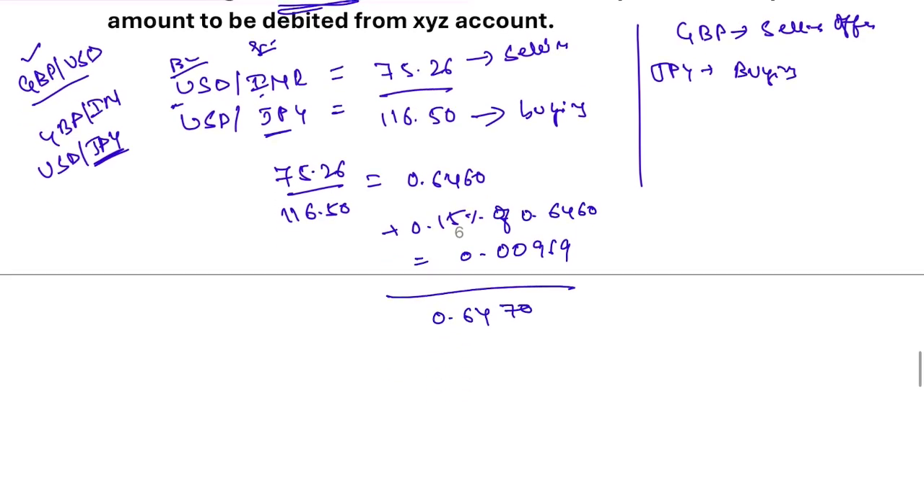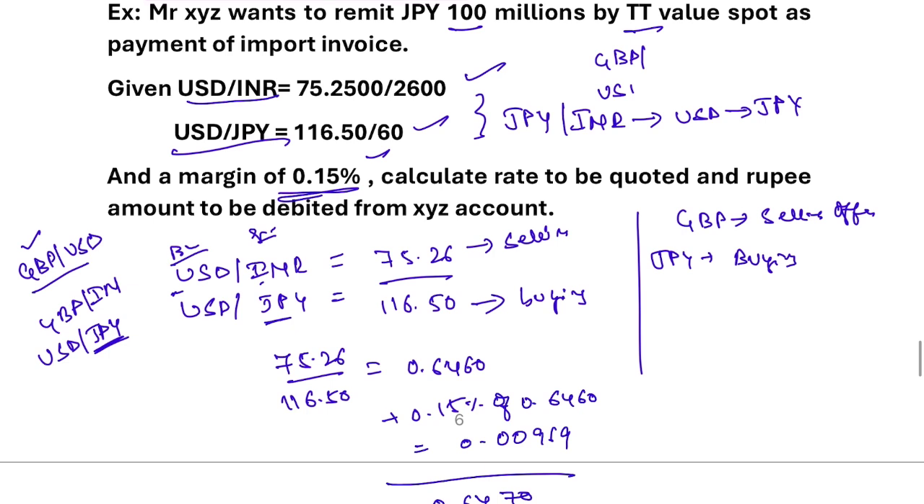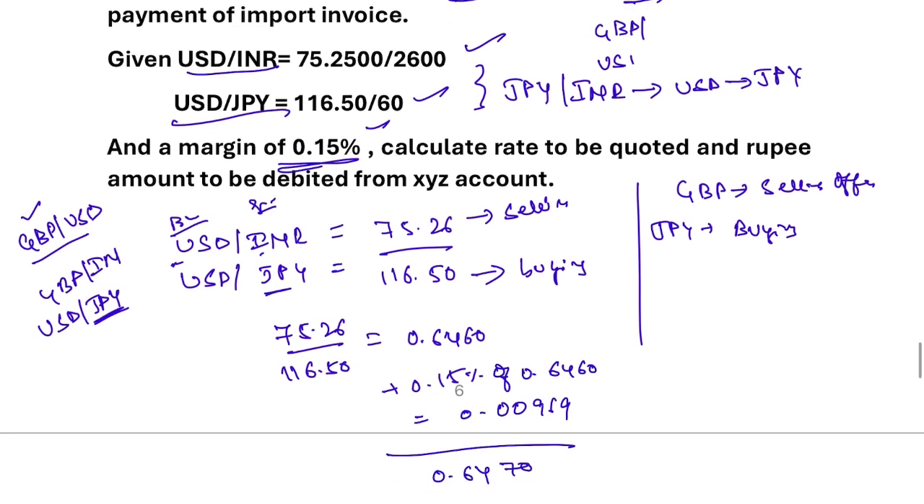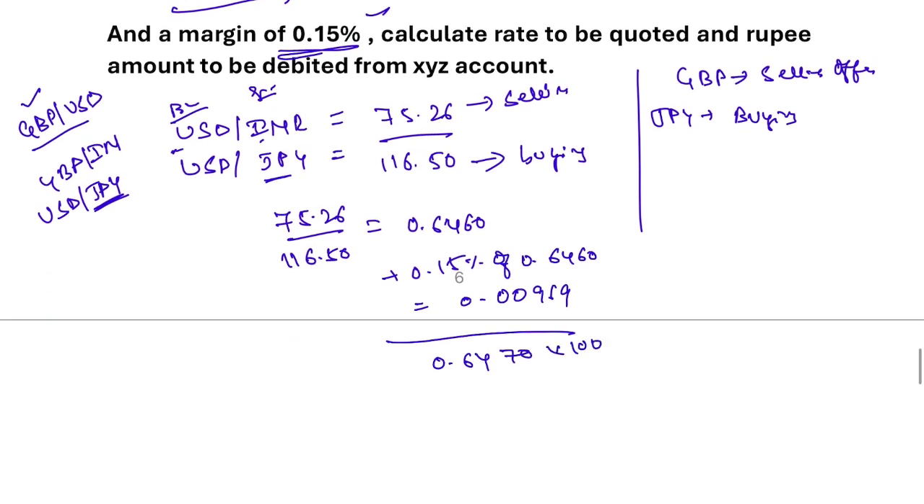He has given for how many Japanese yen you want? 100 millions into 100 millions. That is our answer. That is in and around 6,647,000. Right? Zeros is in 100 millions. This will be our answer.